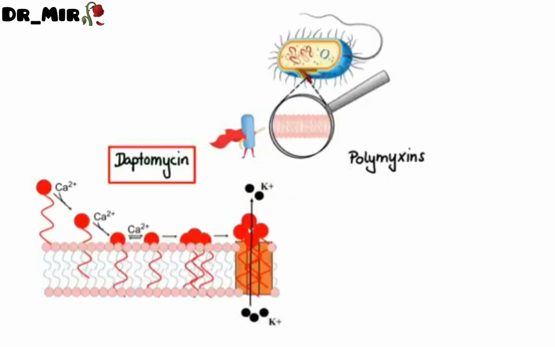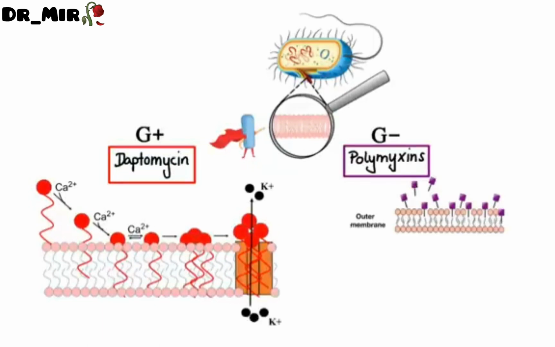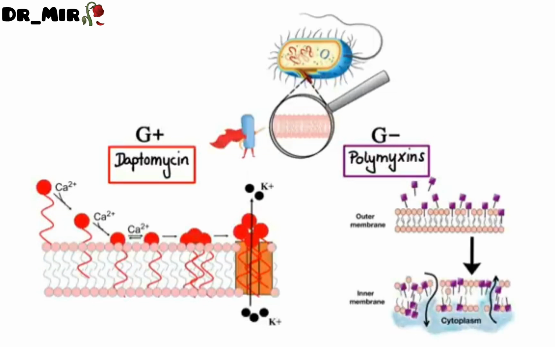Now, in contrast to daptomycin, which targets the cytoplasmic membrane of gram-positive bacteria, polymyxins target the outer membrane of gram-negative bacteria. Specifically, polymyxins initially bind to the lipopolysaccharides in the outer membrane, causing structural changes that increase membrane permeability. This in turn allows polymyxins to enter in and disrupt the inner cytoplasmic membrane, which then leads to leakage of the cell contents and eventually death of the bacteria.